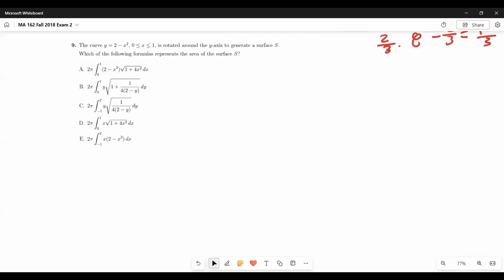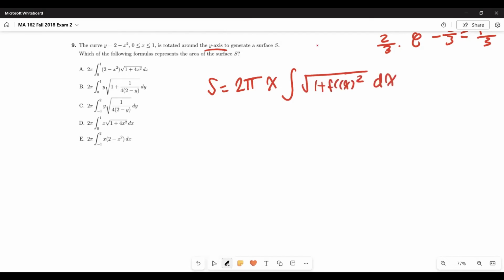Okay, so this question asks to find the area of the surface using the curve. The surface area equation is 2 pi, if you're rotating around the y-axis, it's going to be x, and then the integral of square root of 1 plus f prime x squared dx. If it's the x-axis, this is going to be y in here, and it's going to be dy in here.